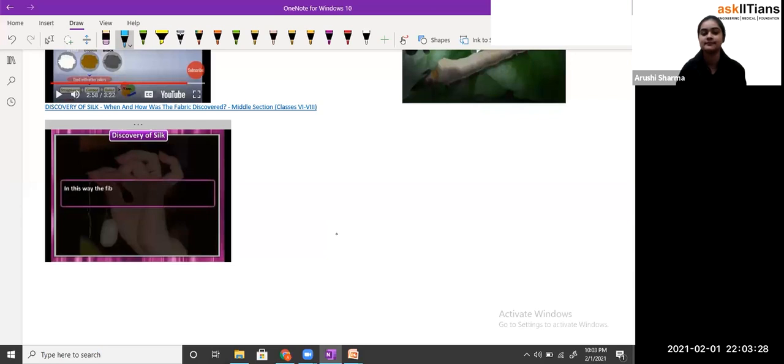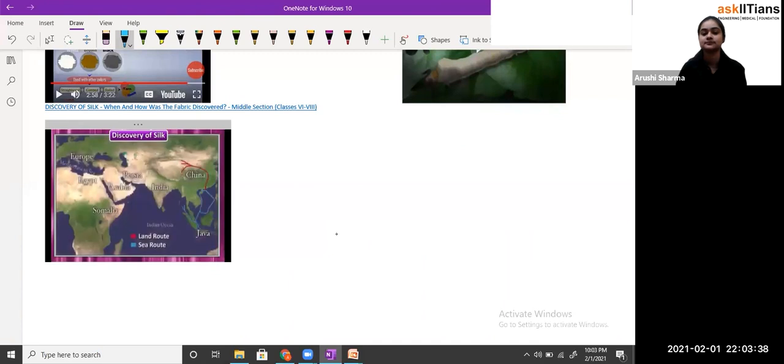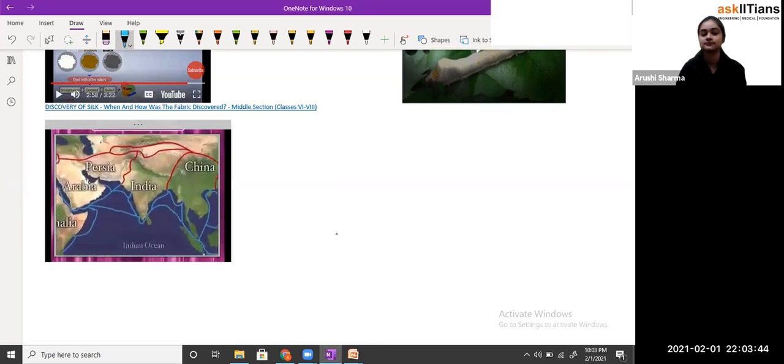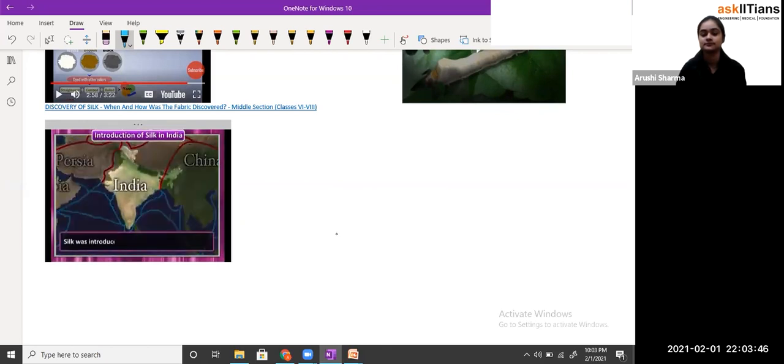In this way, the fiber of silk was discovered, but the Chinese guarded the secret of silk for over 1,000 years. Afterwards, traders and travelers introduced silk to various parts of the world. Silk was introduced in India about 1900 years ago.